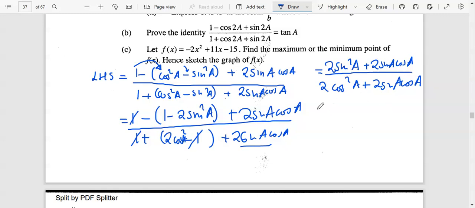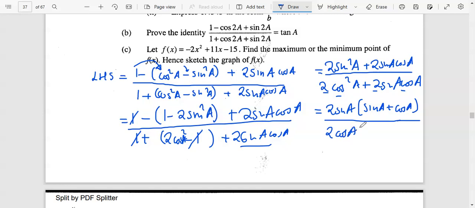From here, on top, we can factorize out a 2 sin a, because a 2 sin a is common on top. That is going to be 2 sin a, open brackets, we're going to remain with 1 sin a, and then plus cos a. And on the next one, what is common in the other bracket? We have a 2 here, a 2 here, a cos here, and also a cos. So we're going to factorize out 2 cos a, and what will remain in the first bracket is cos a.